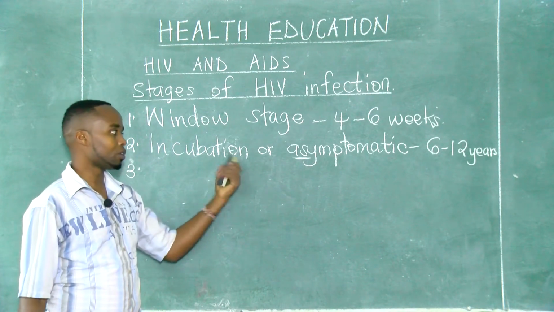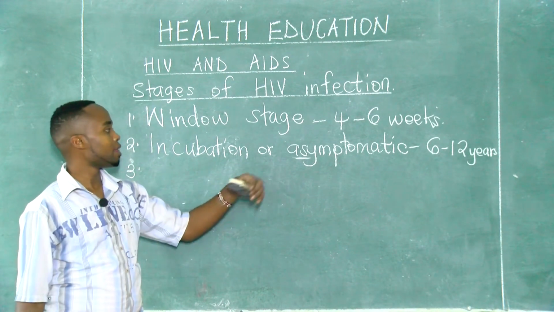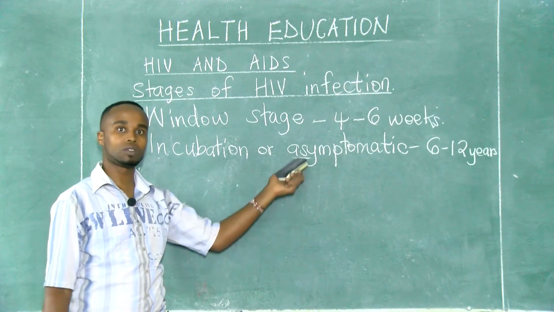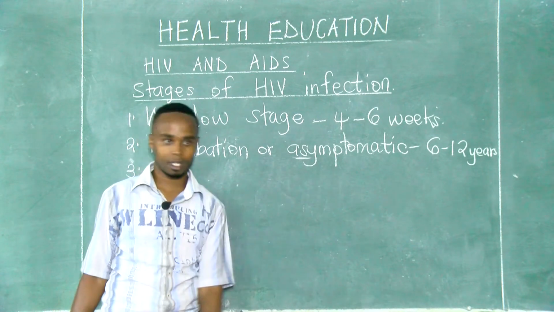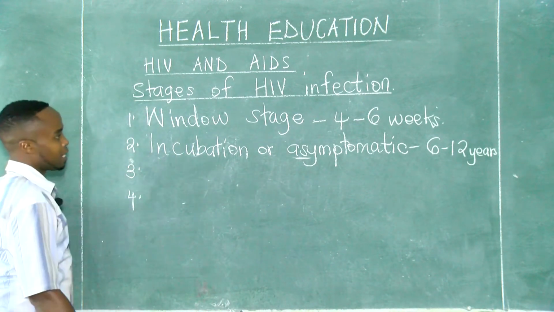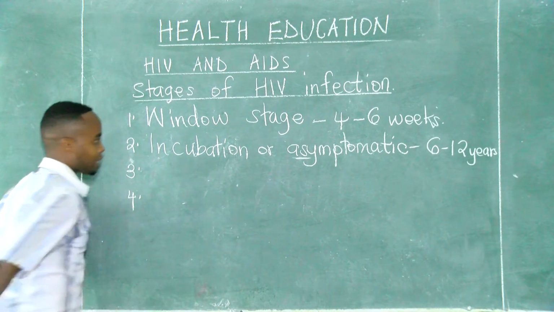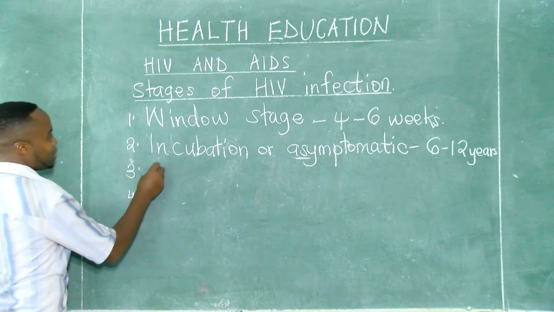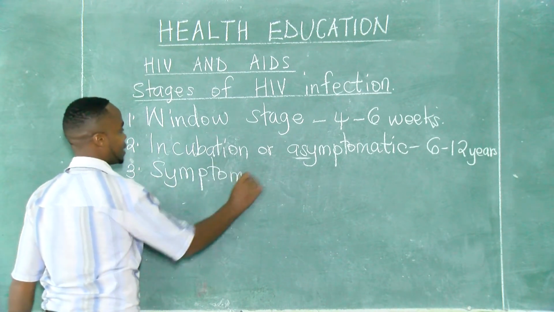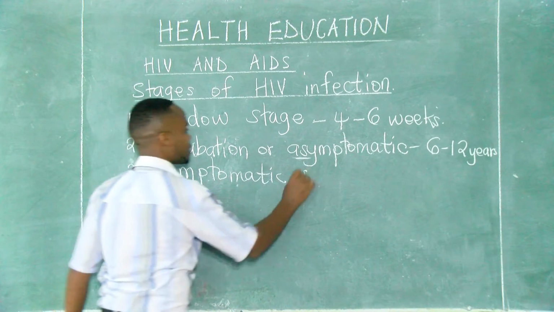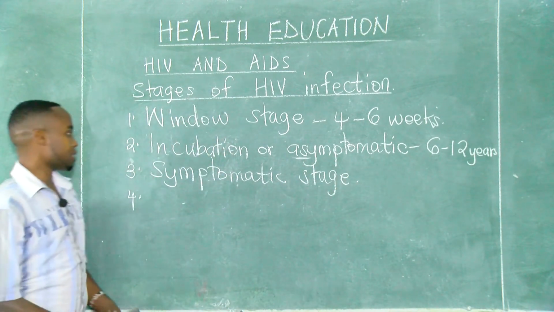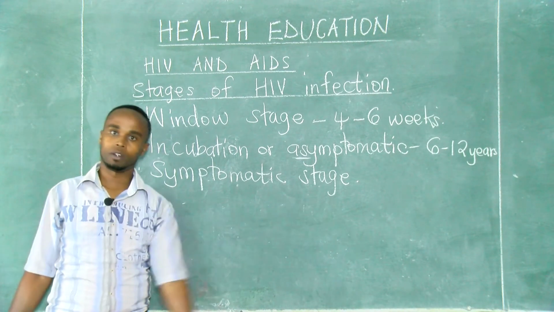You see that the person looks healthy, and there are no visible signs and symptoms. That is why the other name is asymptomatic. So from there, we move on to the next stage. The next stage after the asymptomatic, definitely, is the symptomatic stage or period.